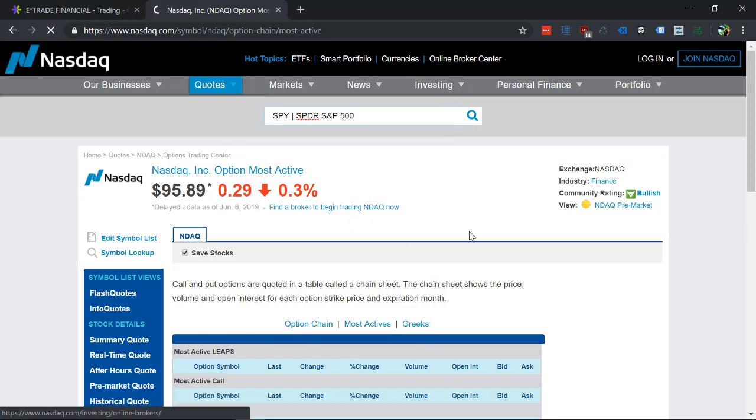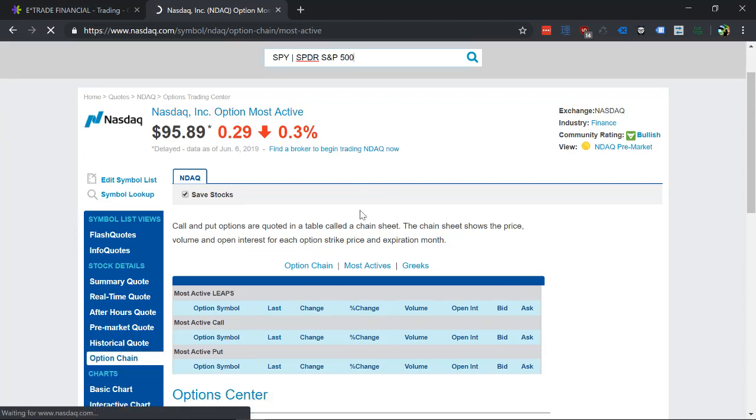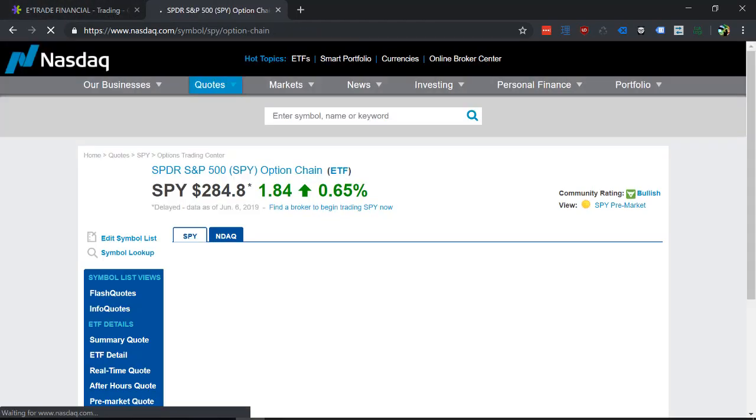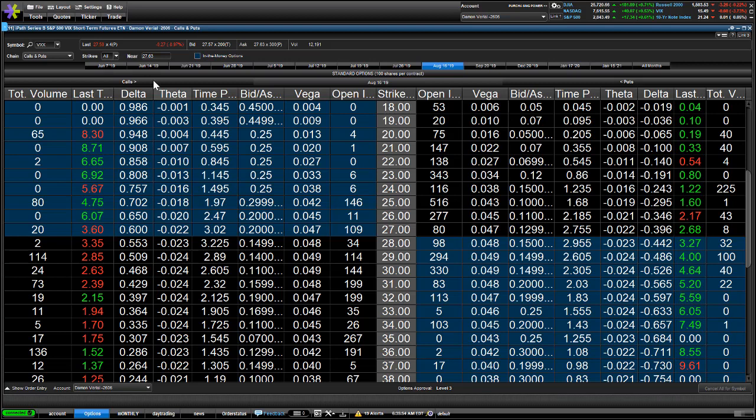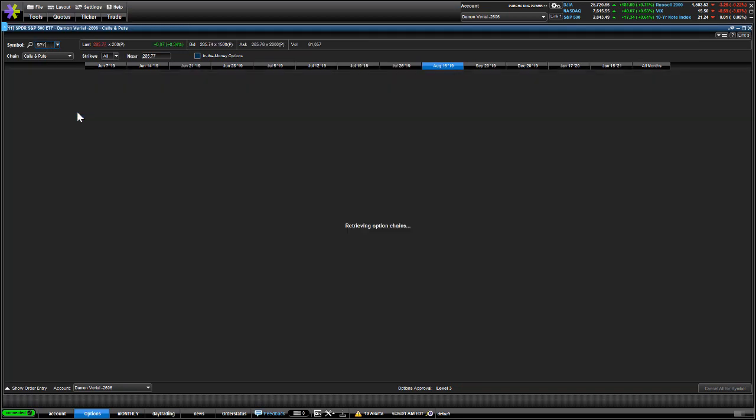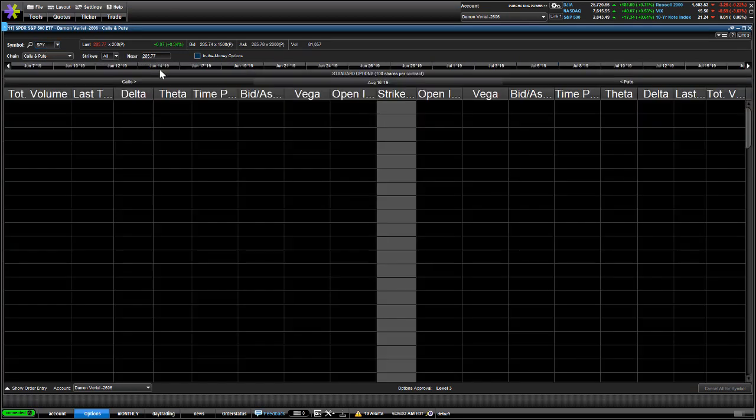And usually you're not going to be able to see the most active options right before the market opens. Right now I'm making this video before the market is open, so none of these are up, but we can still use this because we can go to the option chain here, and it'll give us pretty good information about the options. Alternatively, if you have the Etrade Pro program, you can set up whatever you want to look at for each option.